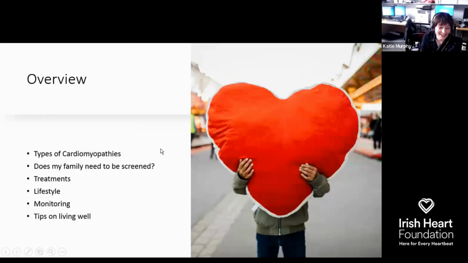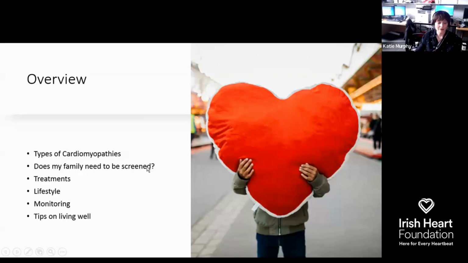All right, so my name is Katie Murphy and I am a heart failure specialist in the Mater. Today I'm going to give a brief overview of the types of cardiomyopathies and talk a little bit about what's normal and what's abnormal, because I think we use a lot of terminology in our practice that you might not necessarily be familiar with.